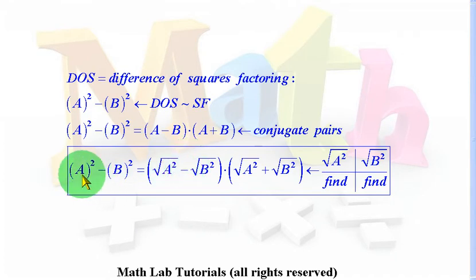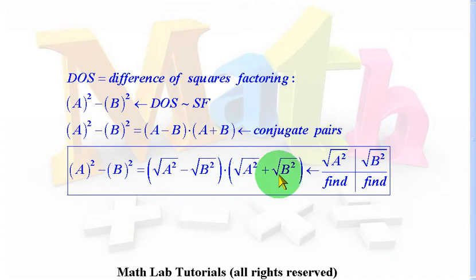Okay, a squared minus b squared can always be written as the square root of a squared minus the square root of b squared, times the square root of a squared plus the square root of b squared. It can always be written like that, because the square root of a squared is a, and the square root of b squared is b.